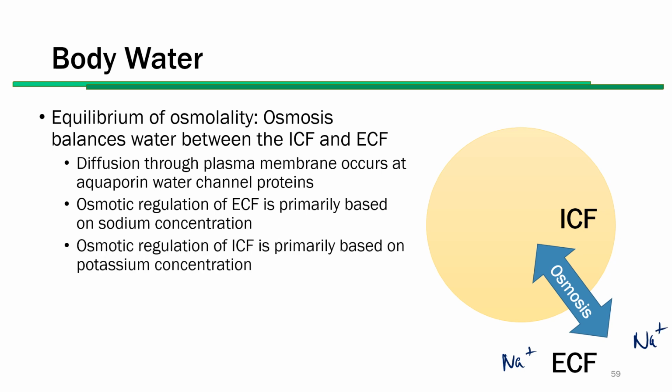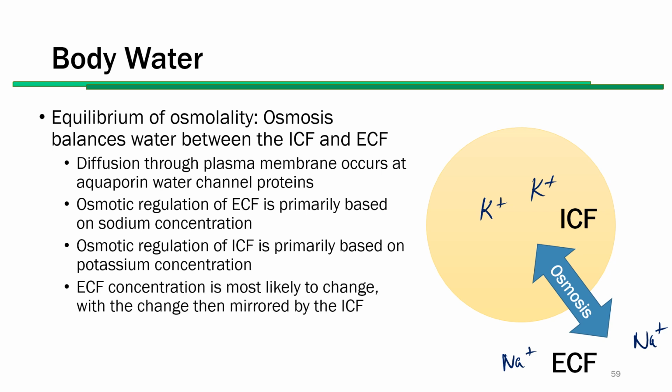On the other hand, the intracellular fluid has more potassium, so potassium is going to have more of an impact on the intracellular fluid. Extracellular fluid is more likely to change because that's where you're going to lose blood, you're going to lose fluid in the urine, those kinds of things. And then the intracellular fluid is going to mirror that change. So if the extracellular fluid becomes dehydrated or overhydrated, osmosis will do the same thing to the intracellular fluid over time.